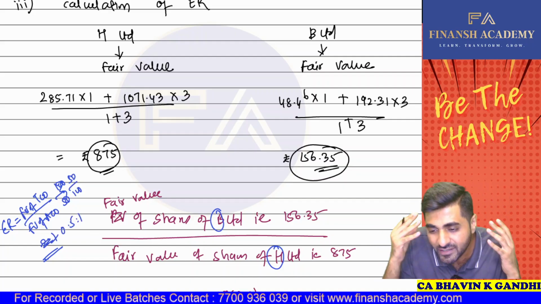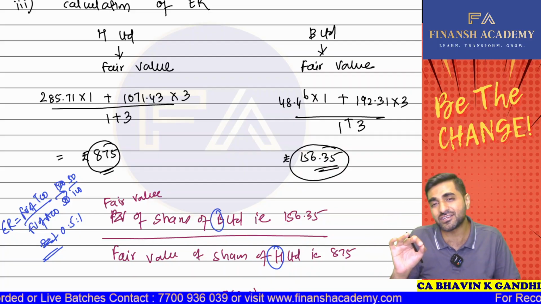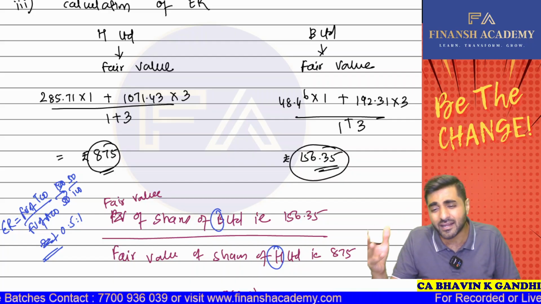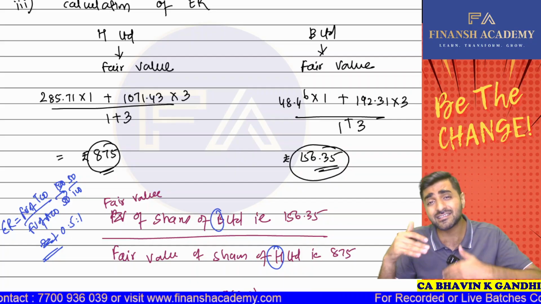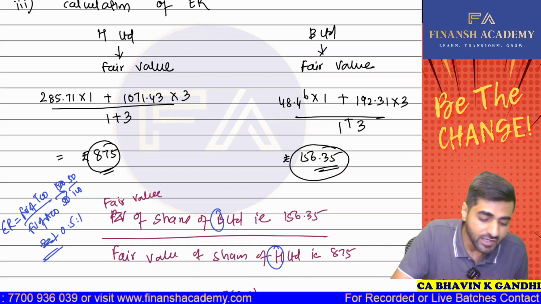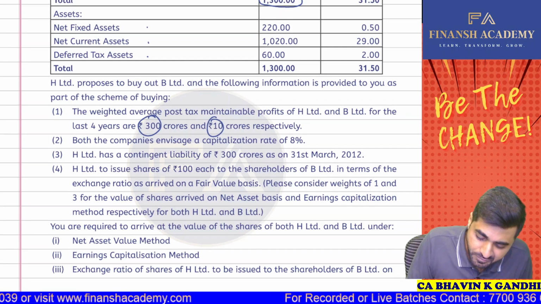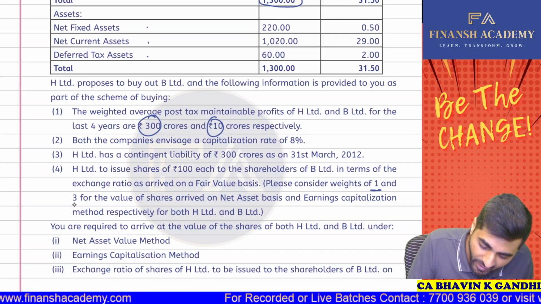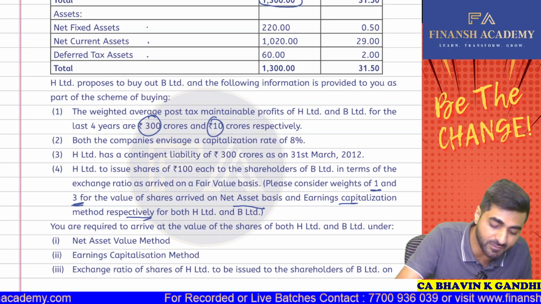So my whole point here is that whenever we are required to calculate what should be the exchange ratio, that exchange ratio can be calculated by taking fair value of the target company. We are going to divide that by the fair value of the acquiring company. So the question arises, how do we calculate this fair value? So for that, they have told you in the question that please consider weights of 1 and 3 for the value of shares arrived on NAV and the earning capitalization method.